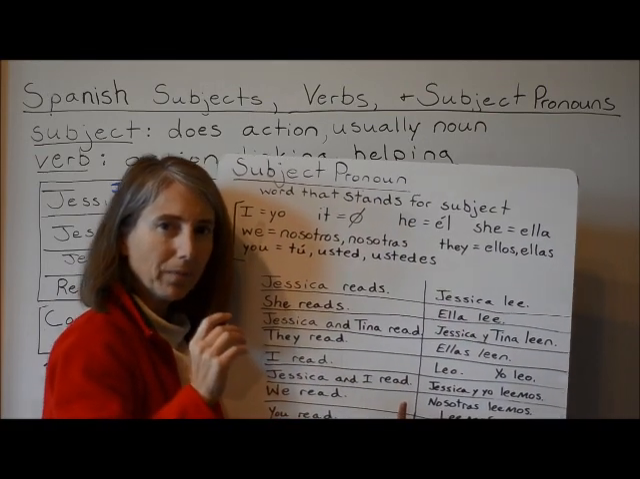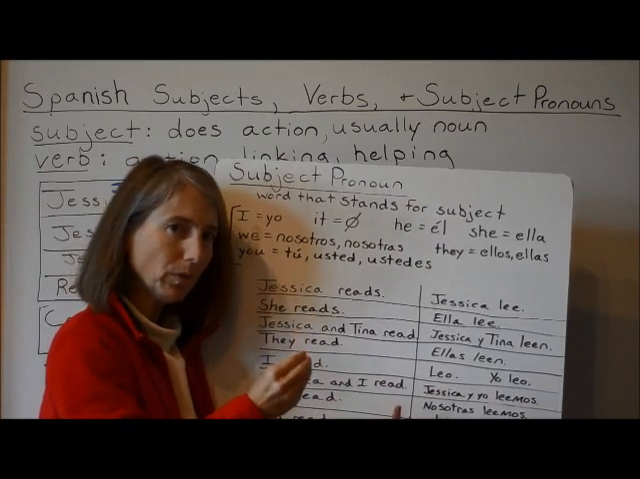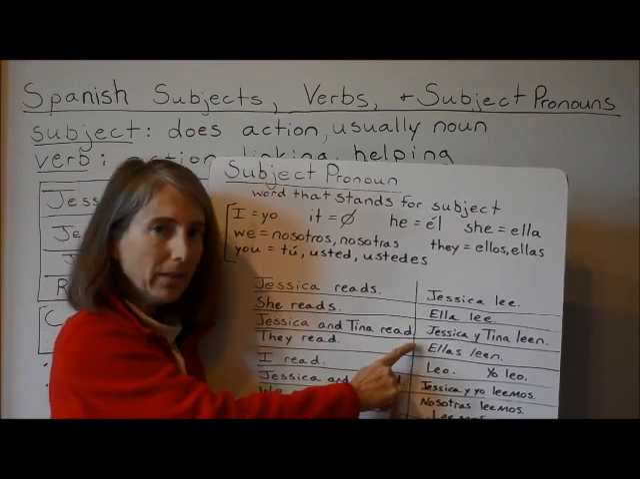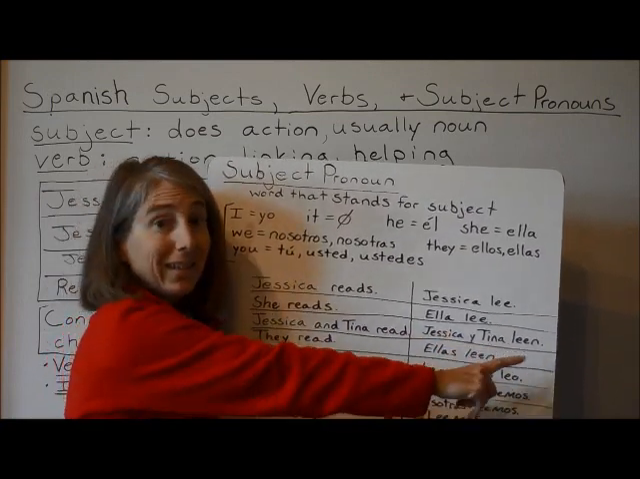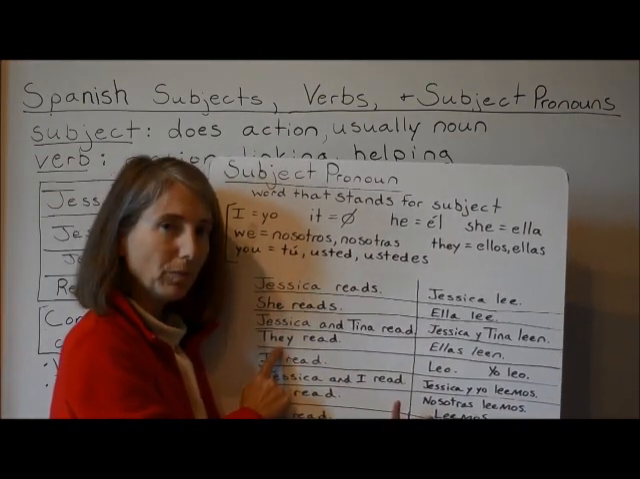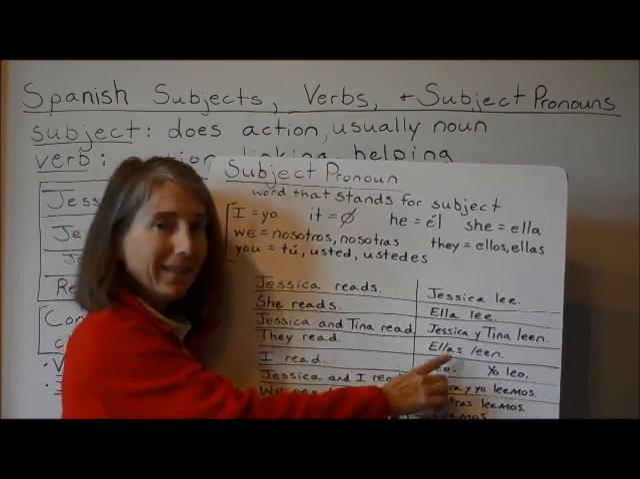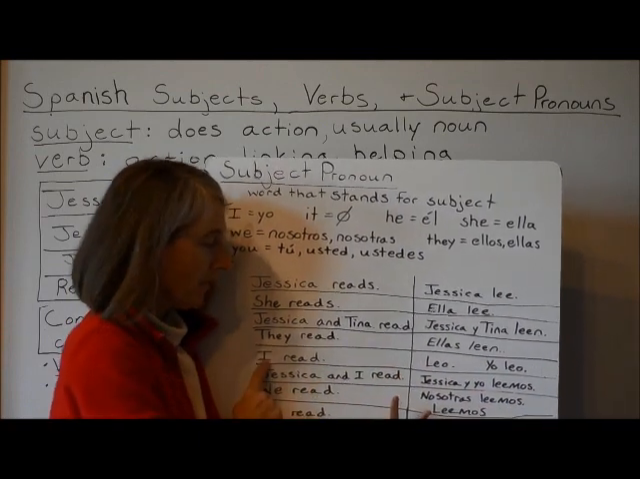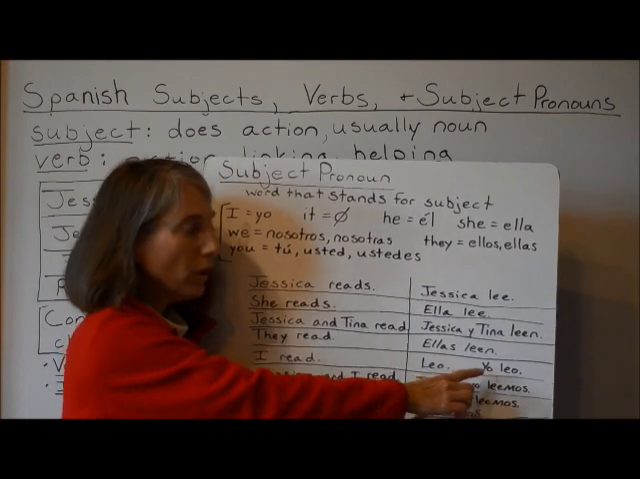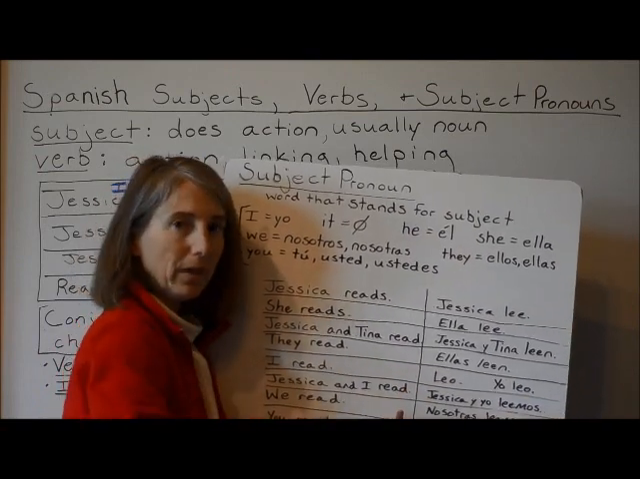That's why verb forms are so important in Spanish, because it contains more information than what our verb forms contain in English. Jessica and Tina read. Jessica y Tina leen. They read, because we use the subject pronoun they in place of Jessica and Tina. Ellas leen. I read. We could just say leo or yo leo in Spanish. Leo means I read. Yo leo means I read.